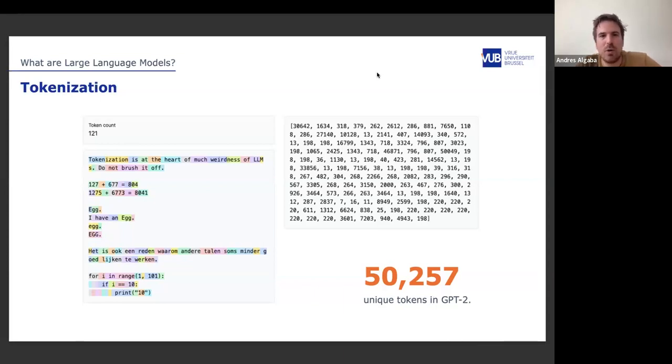Now, tokens are not only words. Everything which you can express as a sequence can be expressed as tokens. For example, the code you see at the bottom of your screen, for i in range 1 to 101, is also just a bunch of tokens. So these models can read anything which is a sequence, which includes code, mathematical formulas, or even images.